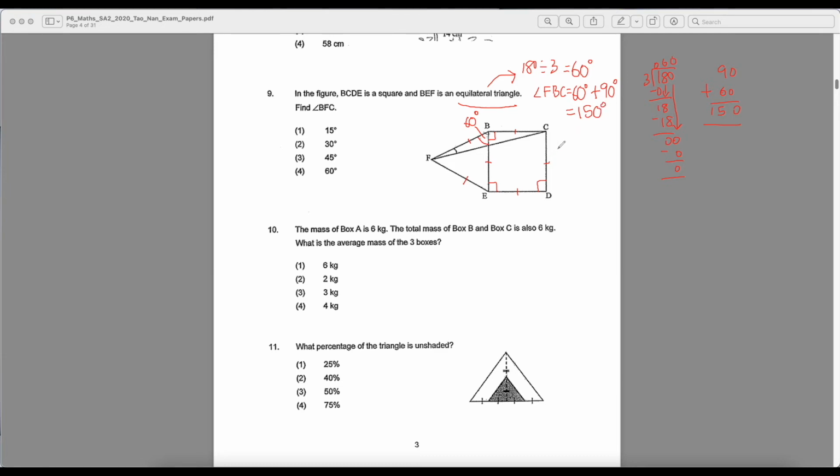So, I need to take the total angle in a triangle, which is 180 degrees, and minus away 150 first. Okay, do the working here, together with me. I'm going to get 30 degrees, okay? So once I get 30 degrees, I just need to divide by 2, because the base angles of an isosceles triangle are the same. And I'm going to do my working here.